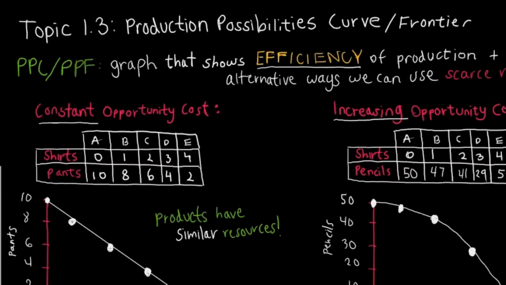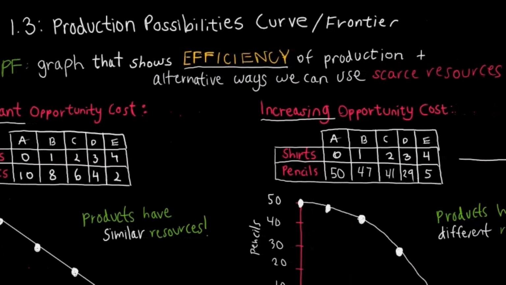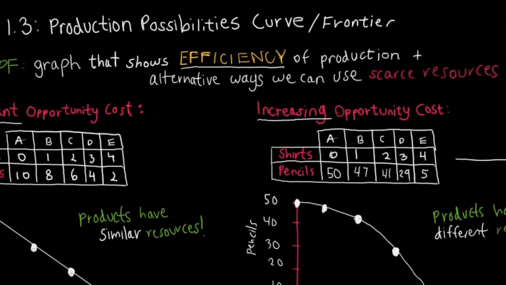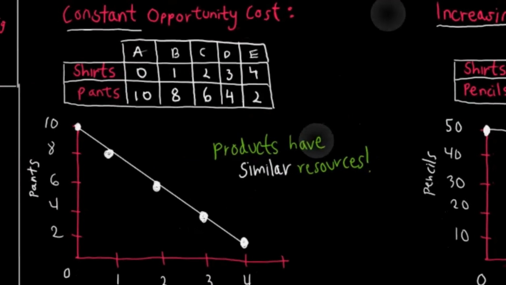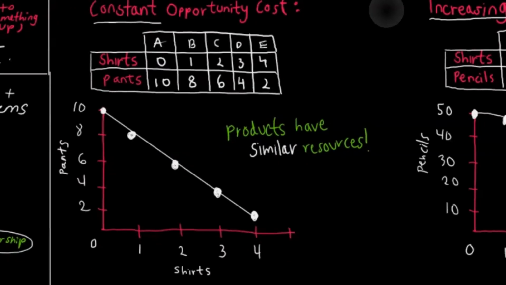All right, so the next topic we're going to be talking about is topic 1.3, which is the production possibilities curve or frontier. Okay, so the PPC or the PPF is essentially a graph that will show you how efficient the production is, right? And also shows you the alternative ways that you can use your resources, your scarce resources more specifically, to produce certain amounts or units of goods.